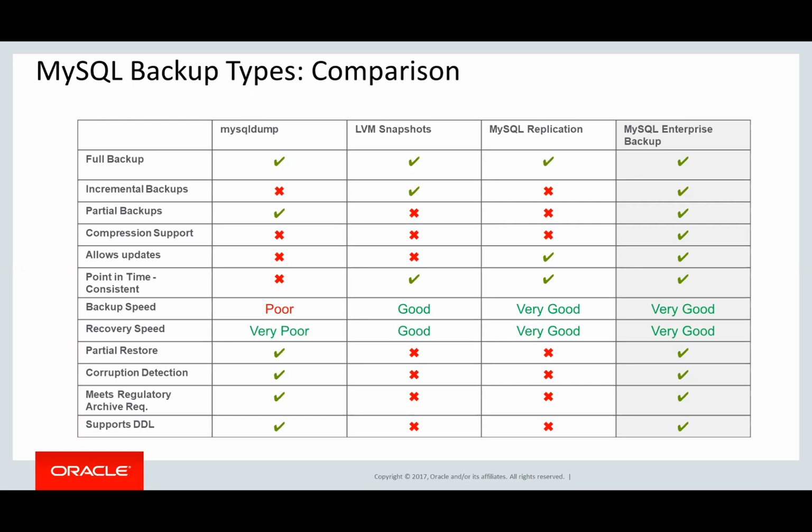MySQL Enterprise Backup is a very efficient physical backup, taking the data files on the storage, copying and streaming the data. And at the end stage, it applies the redo log to make sure the snapshot at the end is just one snapshot across all the data in all the tables. And it should be point-in-time consistent.